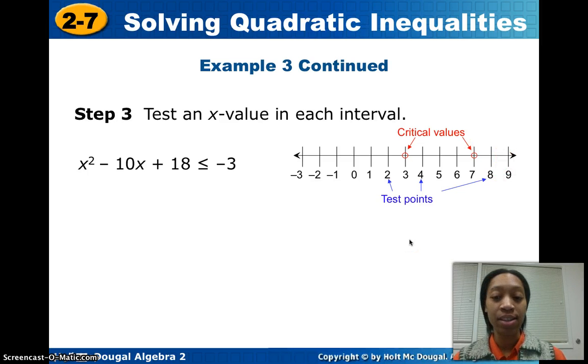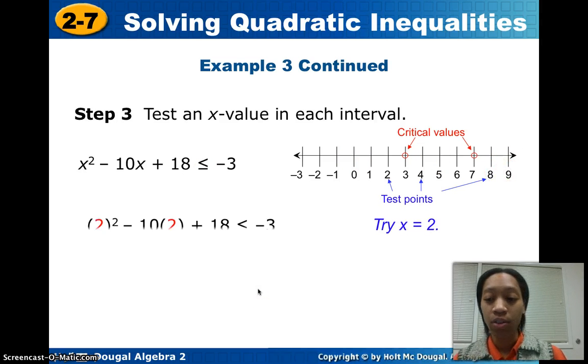What we have to do is test a value in each of these sections and see whether or not it will work for our function. So now that we have our critical values, we have to test points that fall into each section of the number line to see whether or not they work. So let's try 2 first. When we plug in 2, do we get a value that is less than or equal to -3? No, we don't.